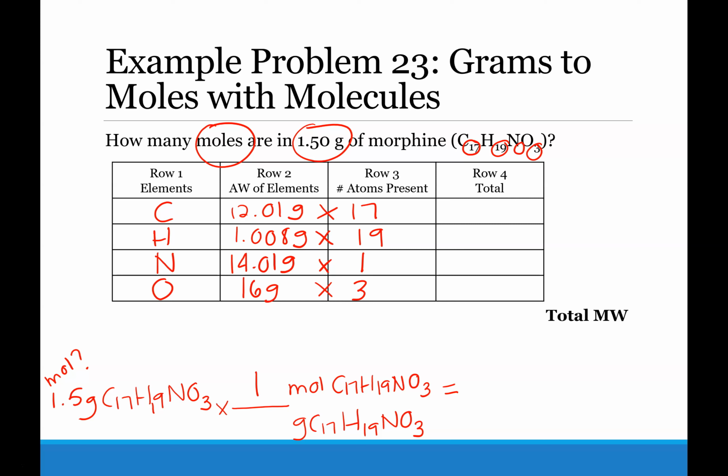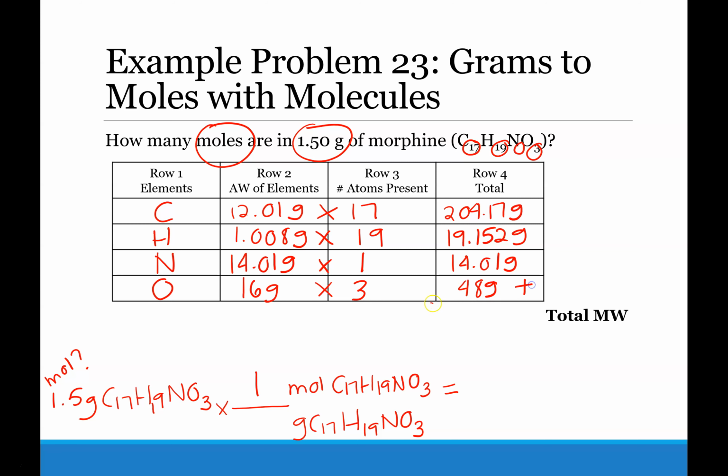12.01 times 17 is 204.17 grams. 1.008 times 19 is 19.152 grams. 14.01 times 1 is 14.01, and 16 times 3 is 48 grams.